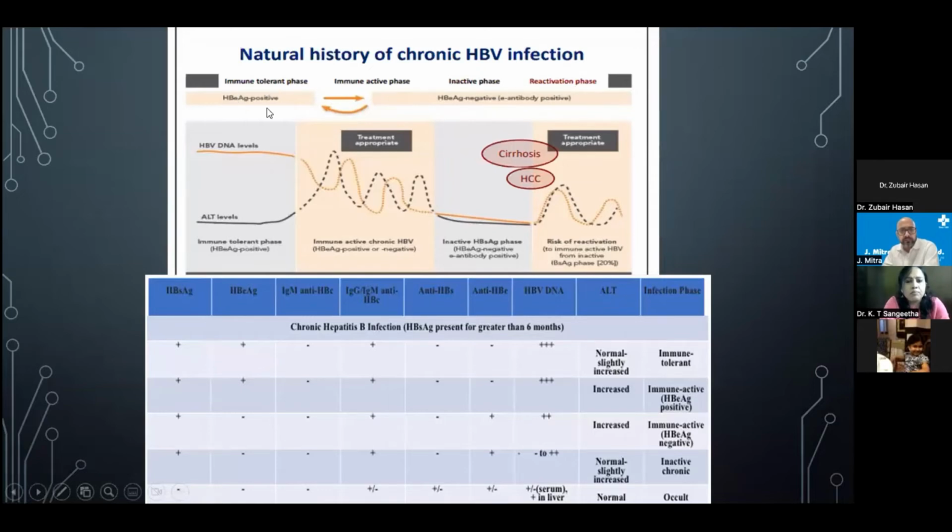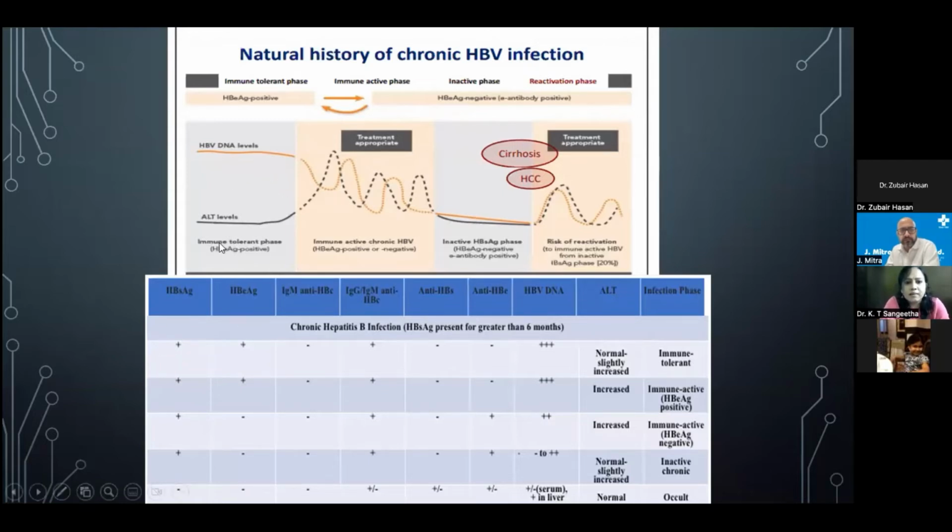So in the immune tolerant phase, we can see a high level of HBV DNA, whereas the enzymes are normal. Here the infection is at its peak, but the host immune response has not started acting, so the liver is not yet damaged. HBsAg persisting for more than 6 months indicates chronic infection. So here we have a positive HBsAg.